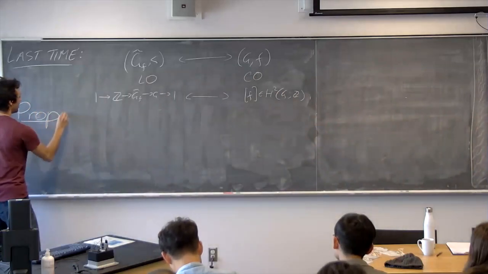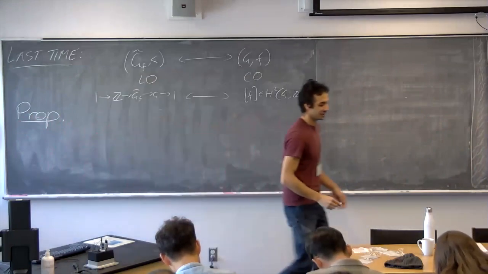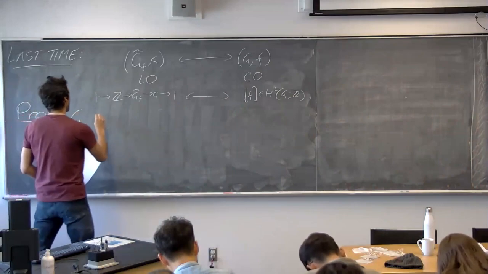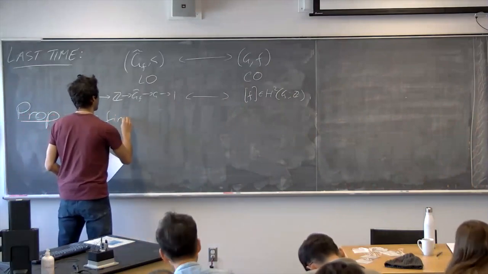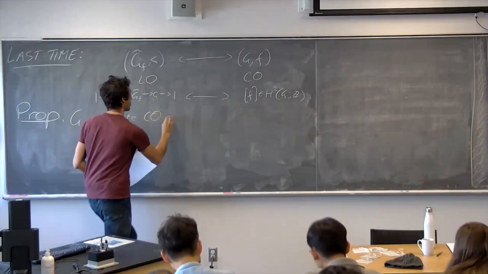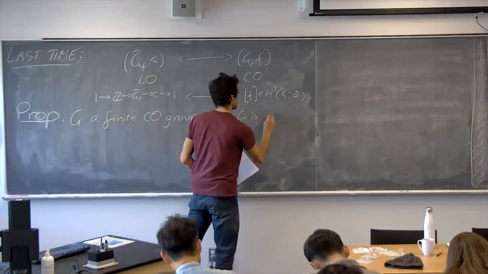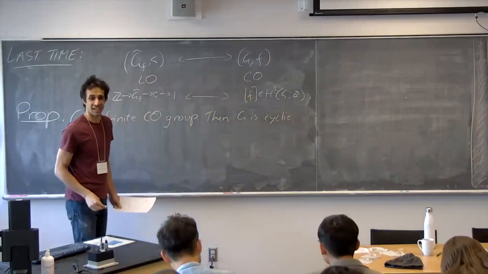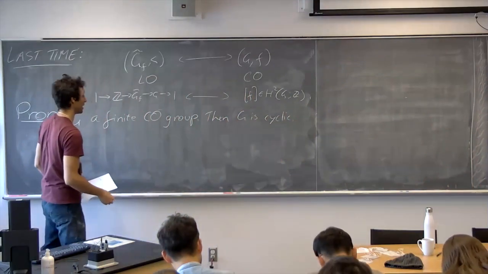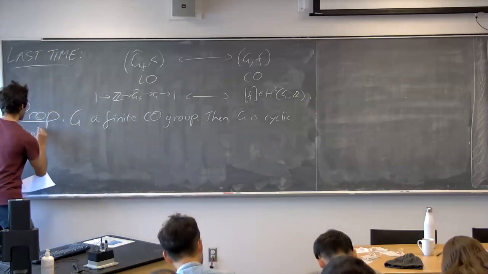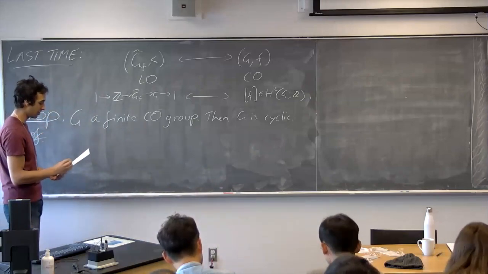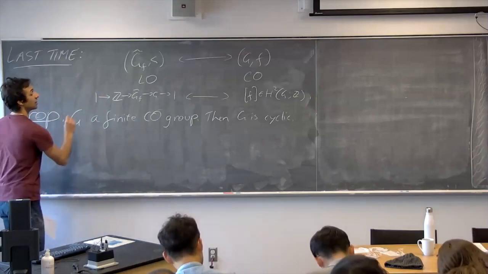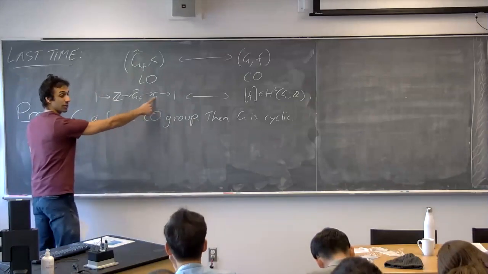Okay, so proposition. G, a finite CO group. G is cyclic. I promised that I would prove this. Here we go. We can prove it not too badly now. It doesn't take too much work. We do have to rely on a group theory fact of Stallings in the 70s. So what we're going to do is we have a finite group here.